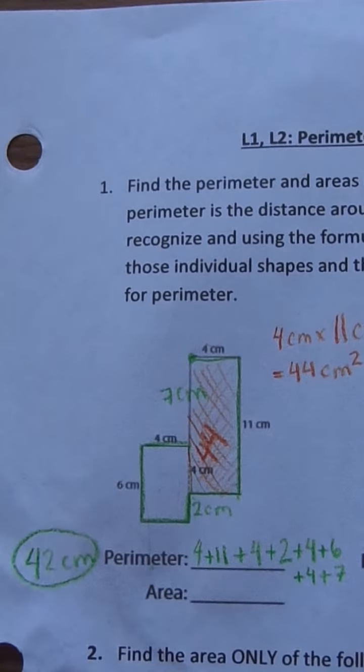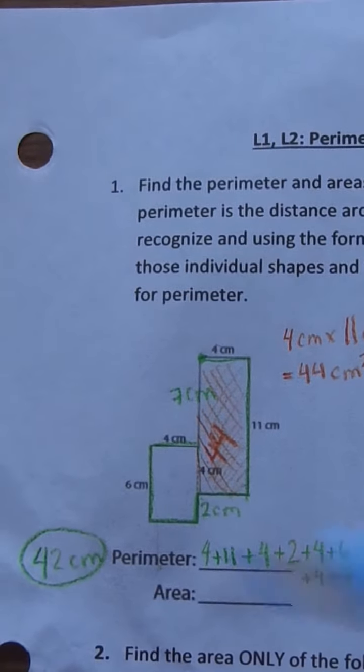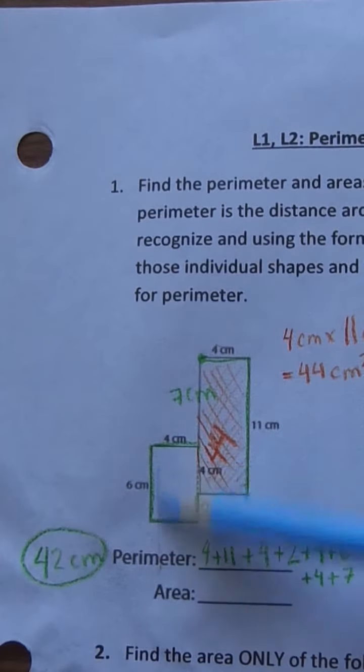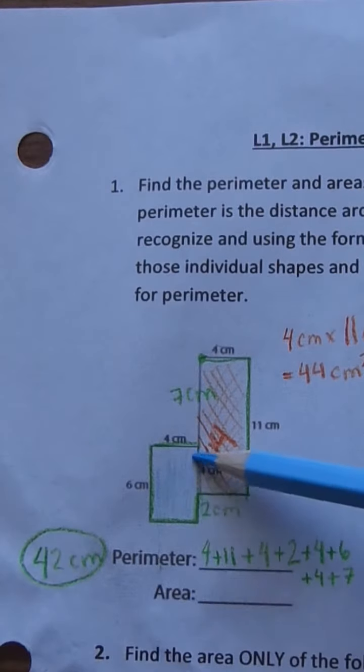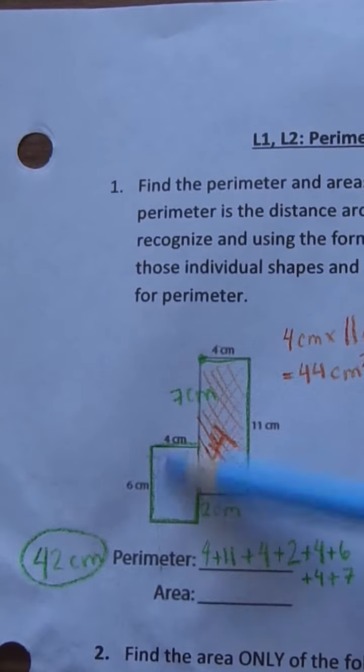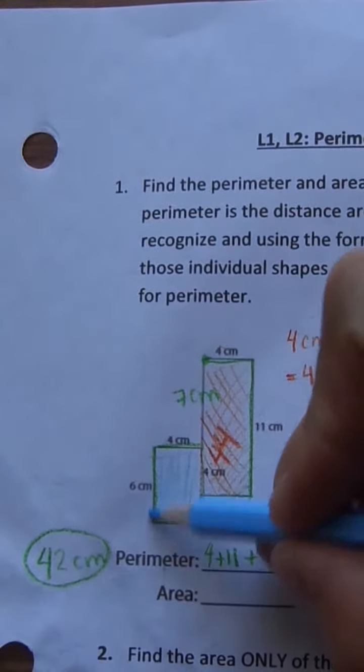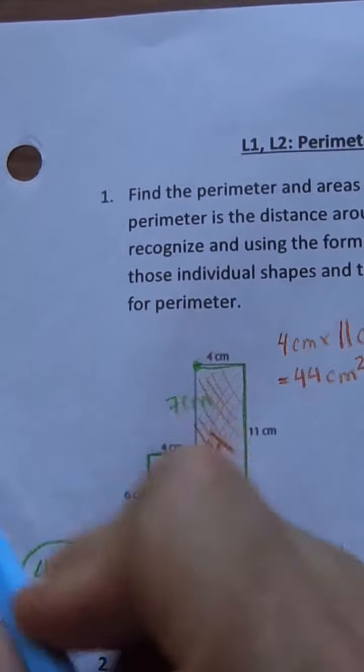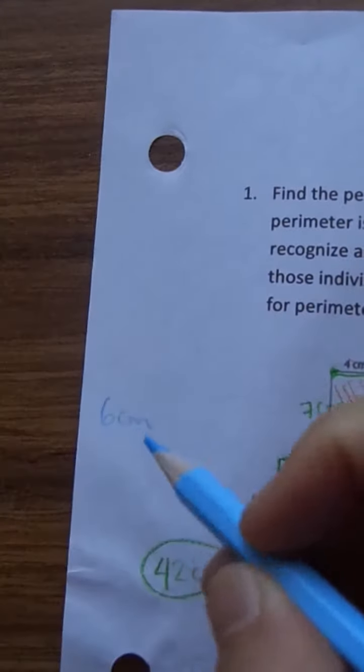Okay. So now we look at the second rectangle. Let's go with sky blue. I'm going to shade that in. So that area would be 6 times 4. You got it. So 6 centimeters.